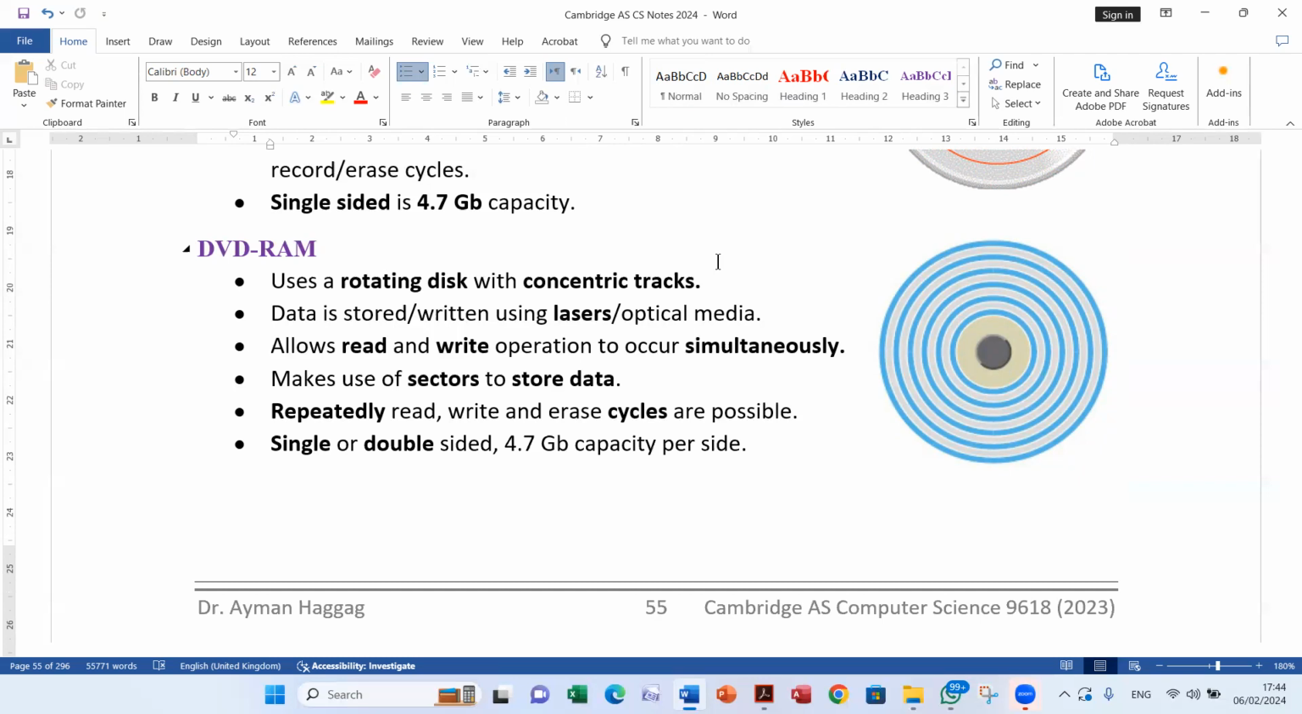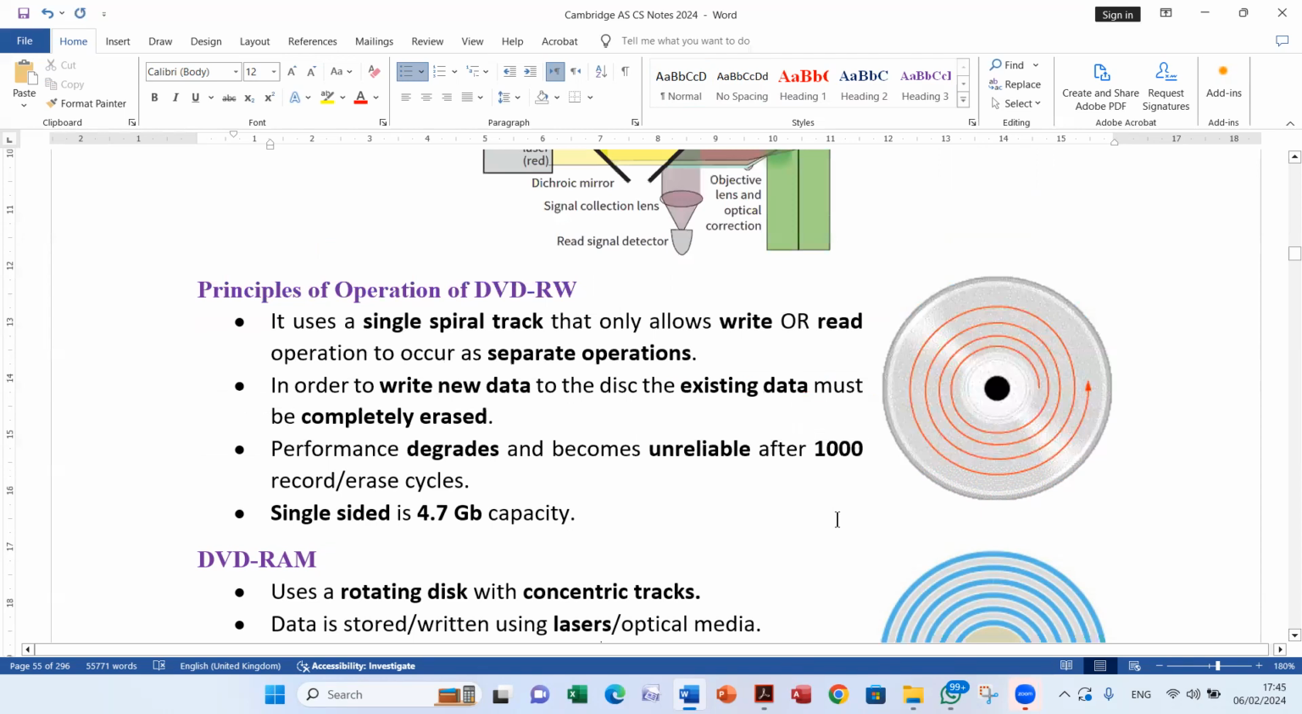Data is stored, written using a laser beam. It allows read and write operations to occur simultaneously. It makes use of sectors to store data, just like the hard disk. Repeated read-write cycles and erase are possible. Double-sided is 4.7 gigabyte capacity per side.